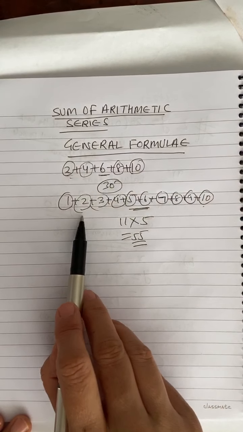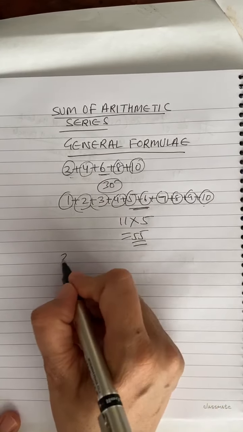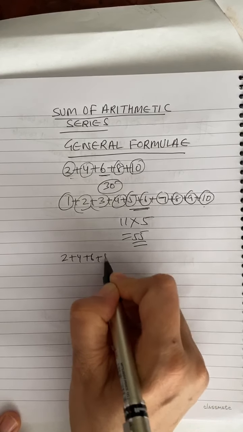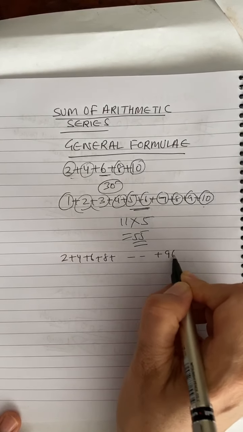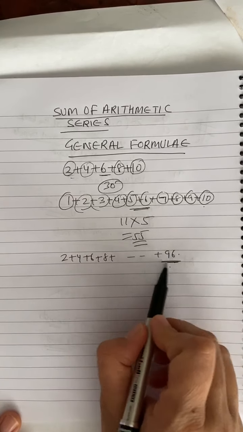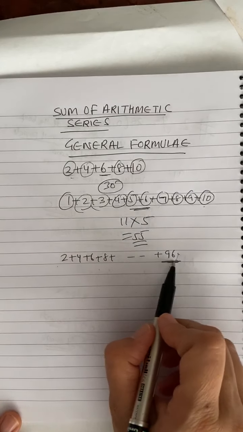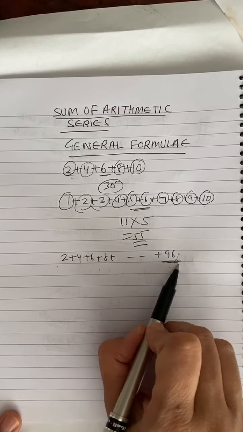But the problem is, if you have a huge number, how would you do that? For example, let's say 2 plus 4 plus 6 plus 8, and so on up to 96. You can find how many terms there are, and then 96 plus 2 is 98, and then multiply by how many terms you had, and divide by 2. So you can also do it that way.